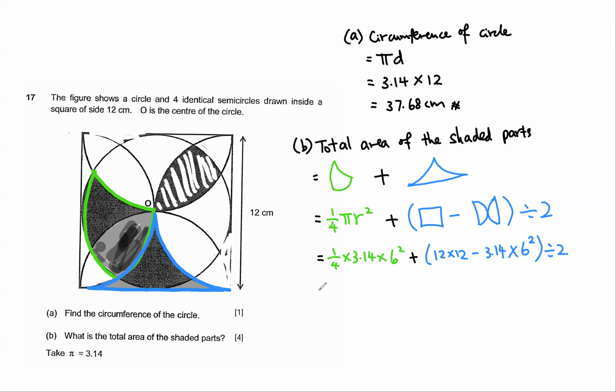So everything into the calculator. A quarter of a circle will give you 28.26 plus the water fountain is going to be 15.48, and sum them up, you will get the answer 43.74 square centimeters. And that's the answer to part B.